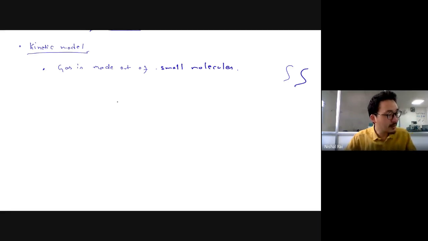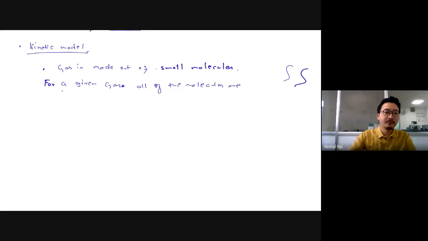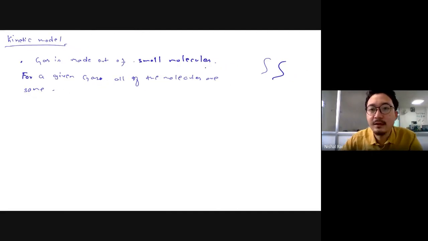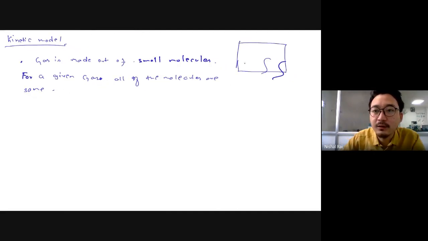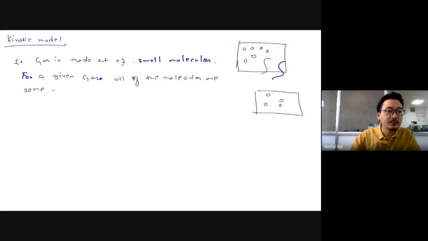And these molecules are of what? For a given gas, all of these molecules are the same. Clear? From the kinetic model, each and every gas is basically made out of small molecules, which are identical for a given gas. For different gases, it may vary, it may be different. Clear? That is your first assumption. And the second assumption is what?